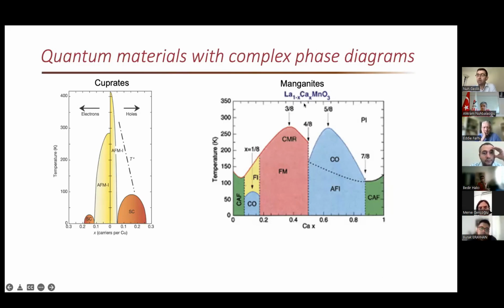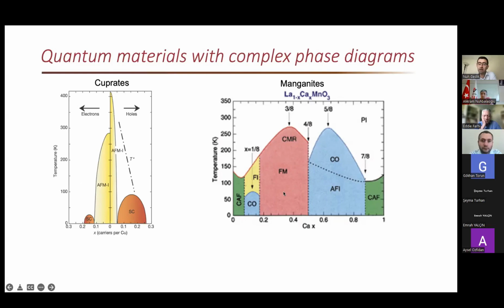Now, the only thing that I want to point out from this phase diagram is its complexity. Look at how many different phases there are. So here's a ferromagnetic metal, anti-ferromagnetic insulator, charge ordered state. So there's the entire zoo of these phases that are in very close proximity to each other. And this is not special to this material. This is kind of a general theme for the quantum materials.